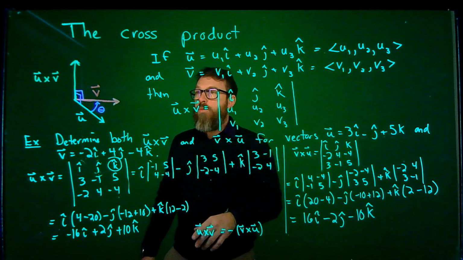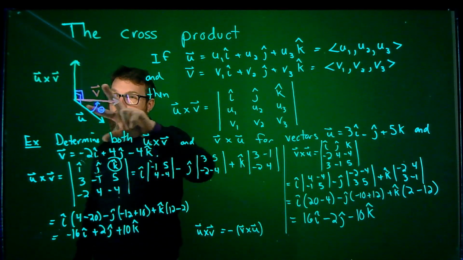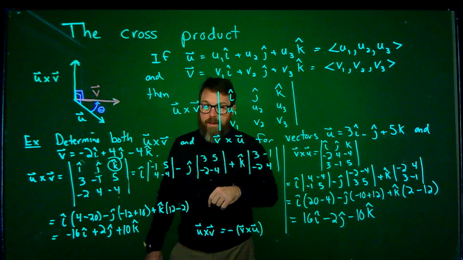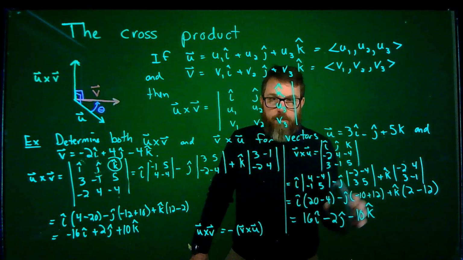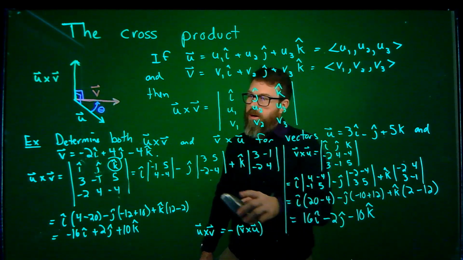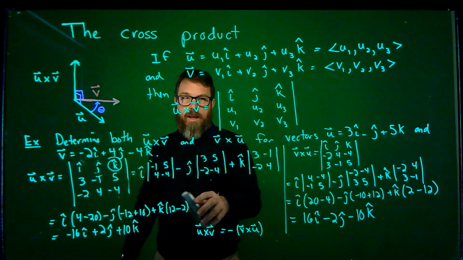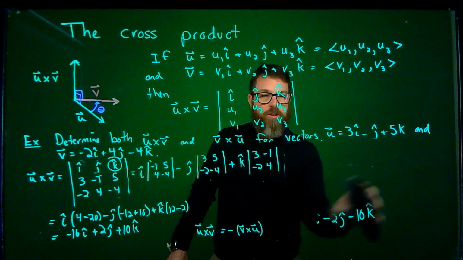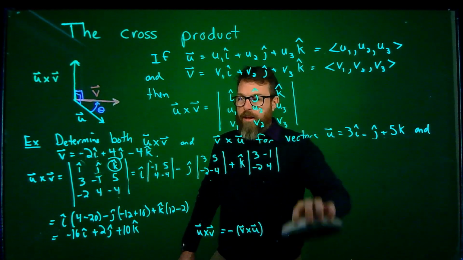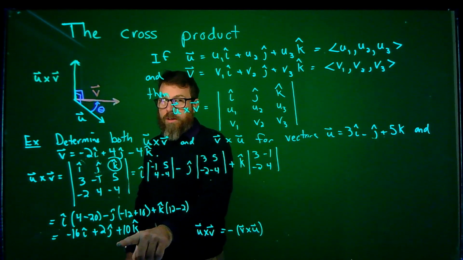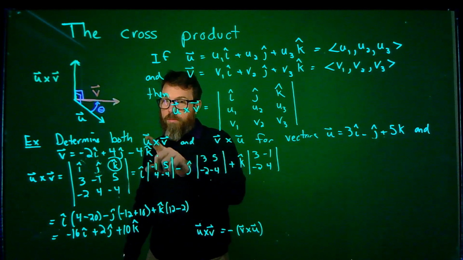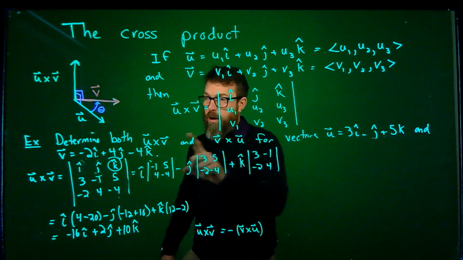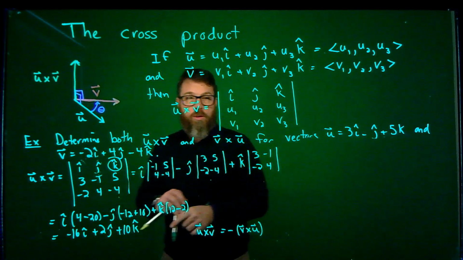Now the claim also was that this u cross v was perpendicular to both u and v, and I've already computed this. Let's just show that. I'm just going to erase this and show this, just as a side note. So note that this vector should be perpendicular to both u and also v. That's what this picture shows. So let's just test that.